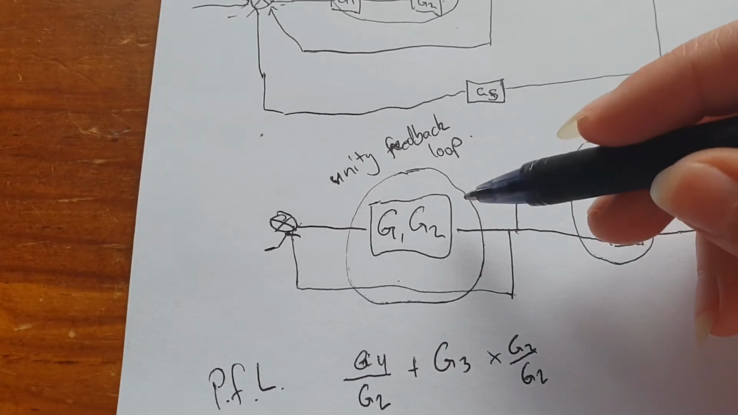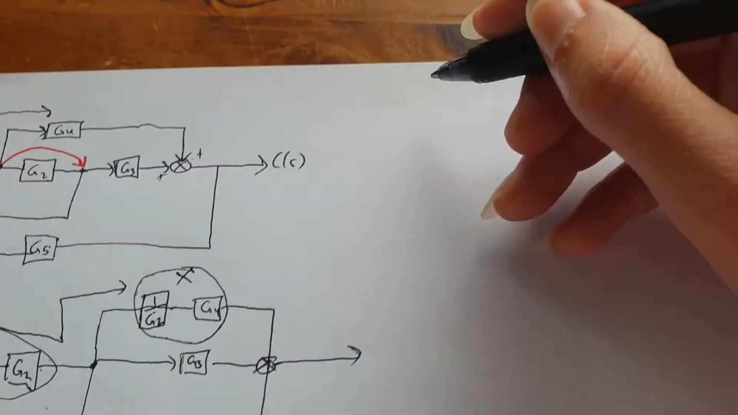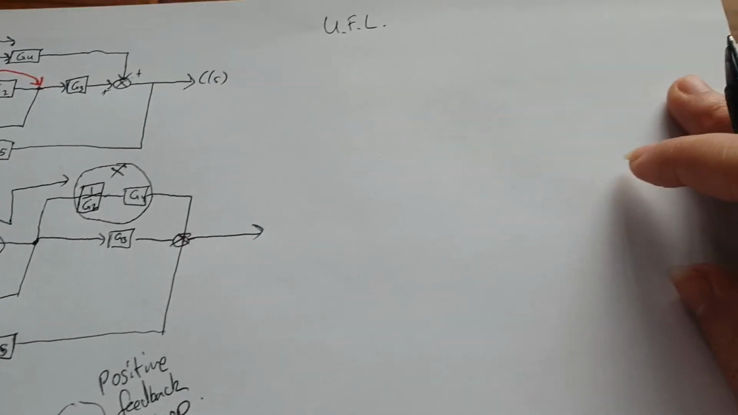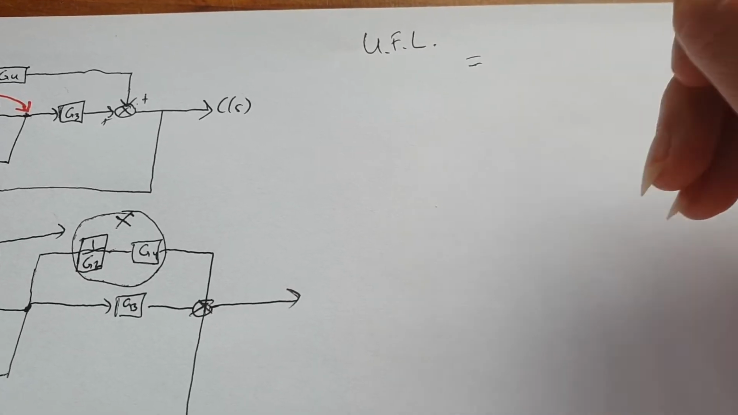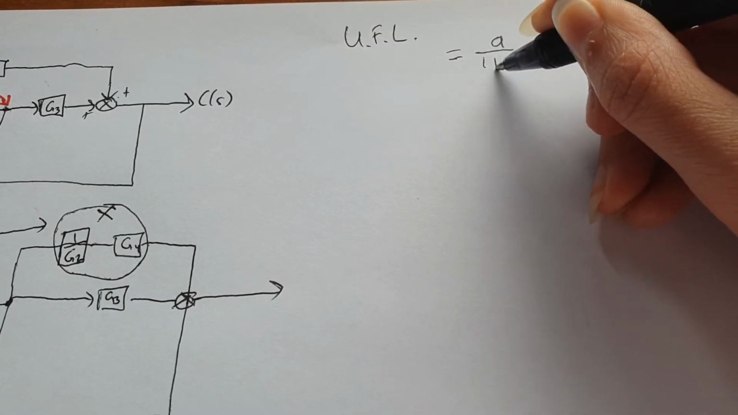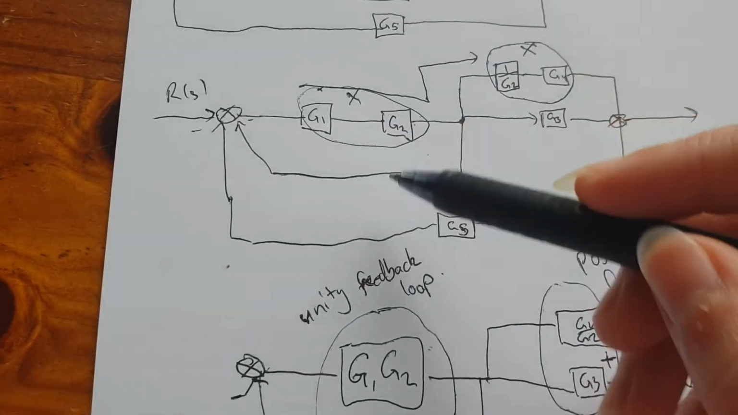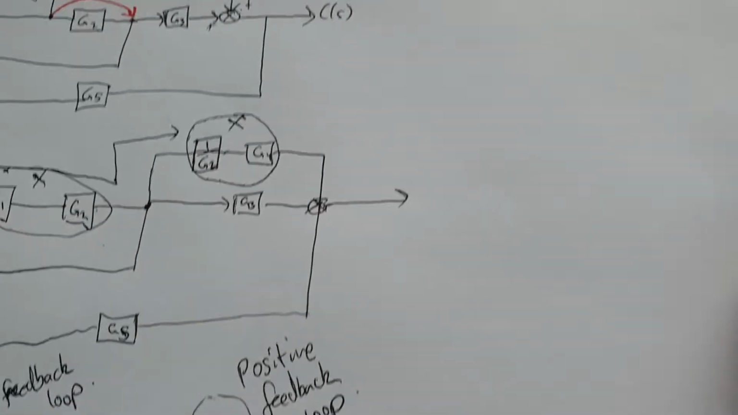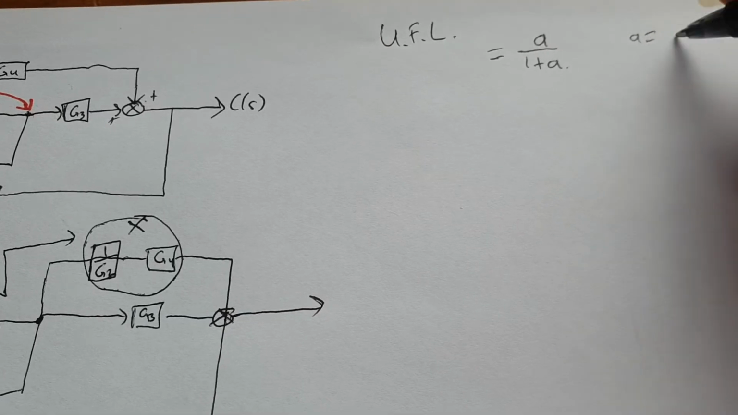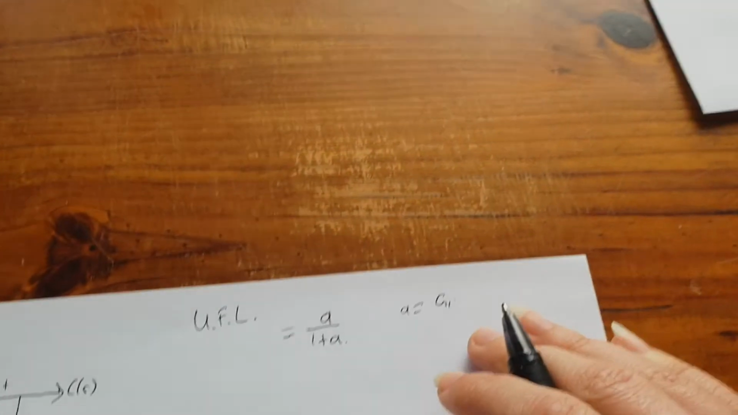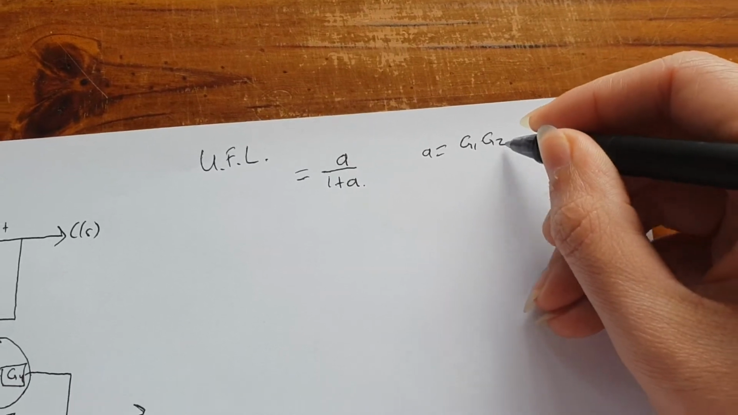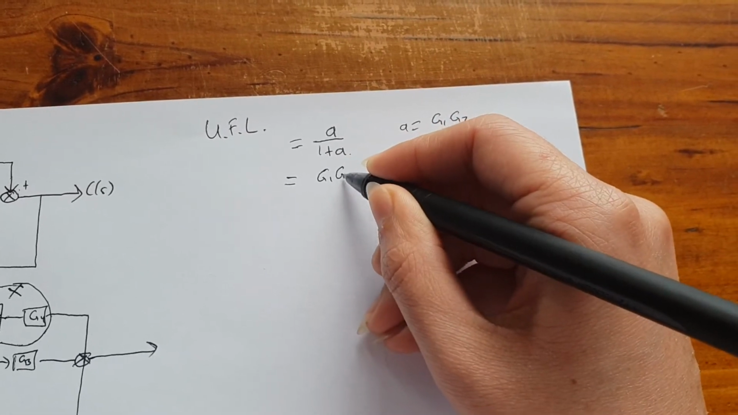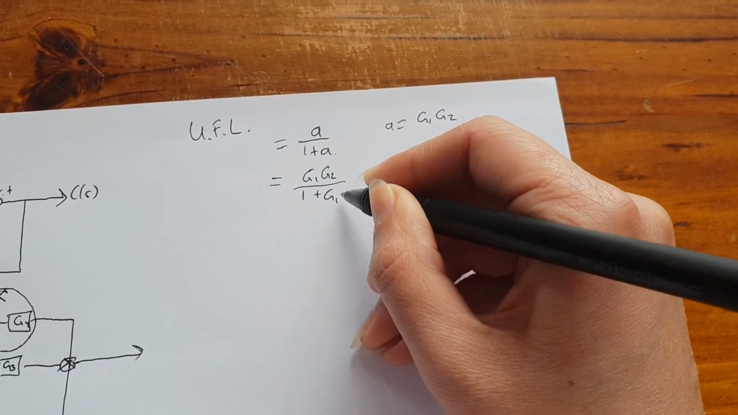Let's go ahead and work on the unity feedback loop. A unity feedback loop is also very simple if you just remember this easy formula. It's A over 1 plus A. And A is representative of this top function here. So for us, our A is equal to G1, G2. So now we can write our unity feedback loop as G1, G2 over 1 plus G1, G2.